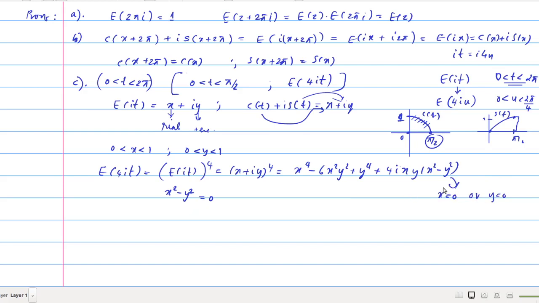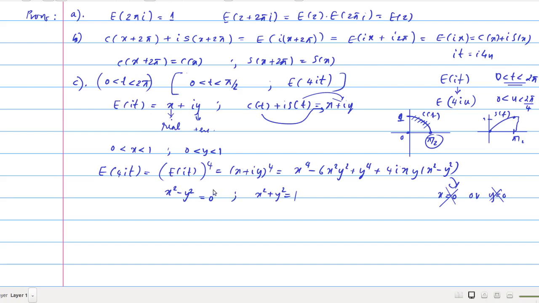But we can rule out these two possibilities, because x can never be 0 anyway; x and y lie in between 0 and 1. So the only possible condition is x square minus y square is equal to 0, and we have x square plus y square is equal to 1, because x and y are the real and imaginary parts of E of IT, and we know that modulus of E of IT is equal to 1, that we have discussed in the previous theorem.